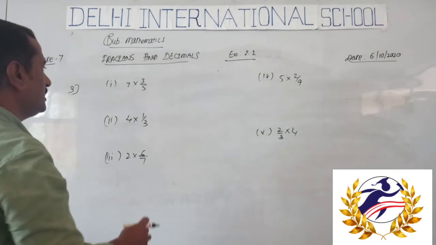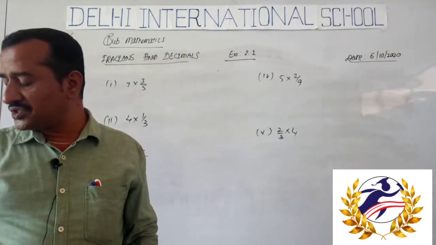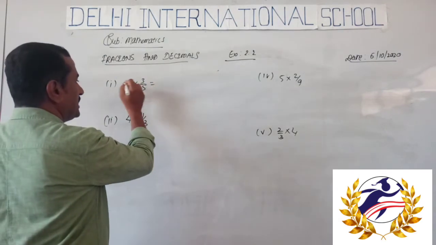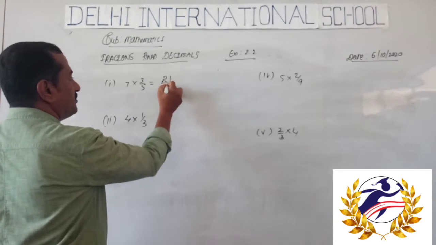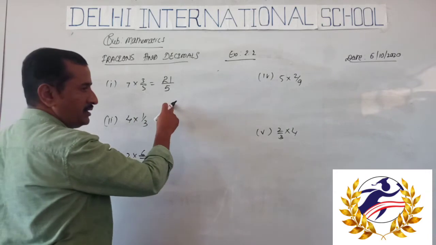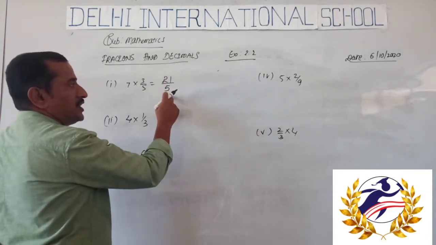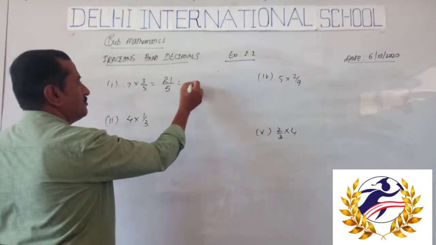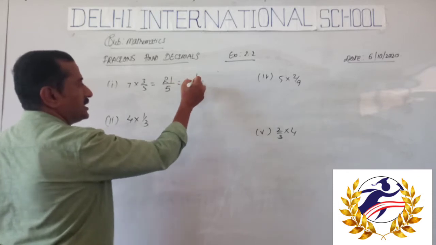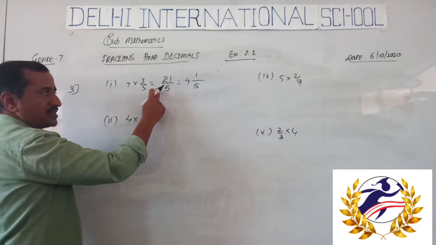So accordingly, the question is: multiply and reduce to the lowest form and convert it into mixed fraction. So first multiply. 7 3s are 21 divided by 5. If it is possible to divide, do so, or else write it in mixed fraction form. So 5 is a prime number. As a result of that, we can't reduce further. 5 4s are 20. Remainder is 1.